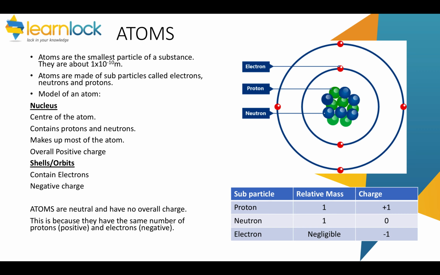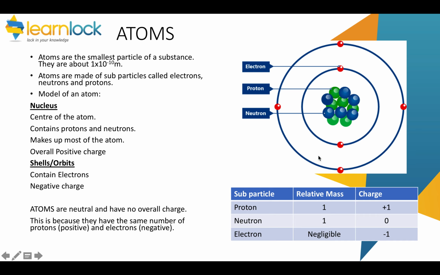Let's look at elements in a bit more detail. So like we said, they are the smallest particle of a substance. They're so small, they're about 1 × 10 to the minus 10 metres small. So you wouldn't be able to see them unless you had a high-powered microscope. And atoms are actually made of smaller subparticles called electrons, neutrons and protons. And you need to know where they are in an atom.